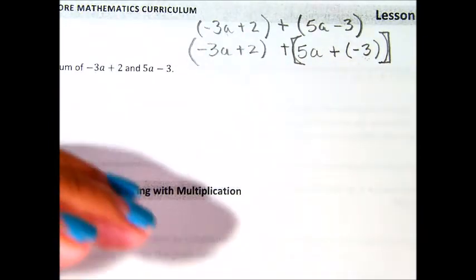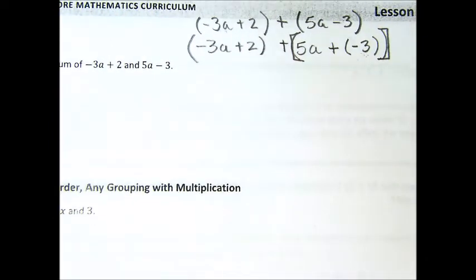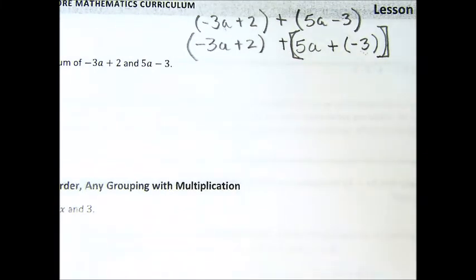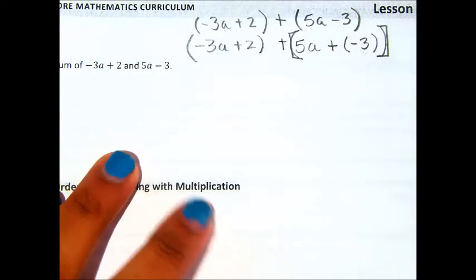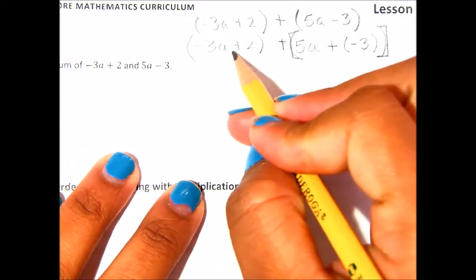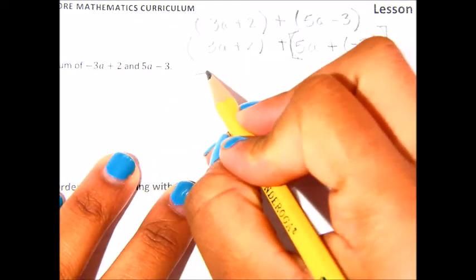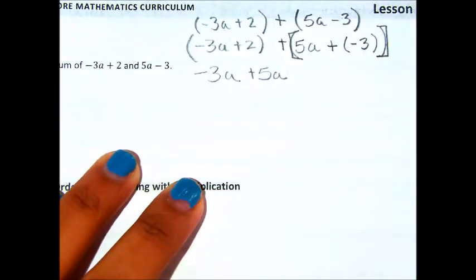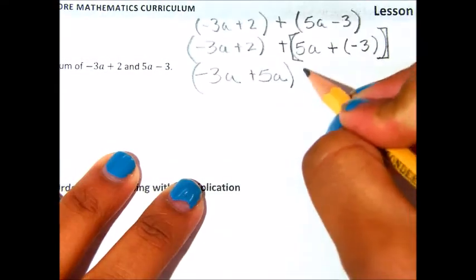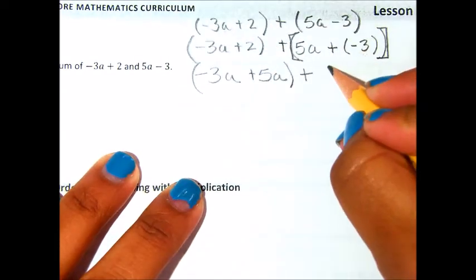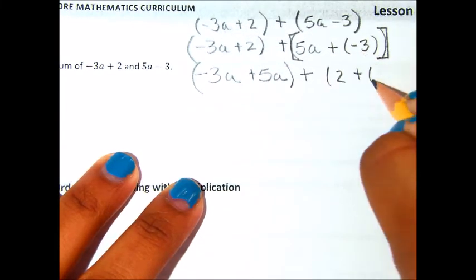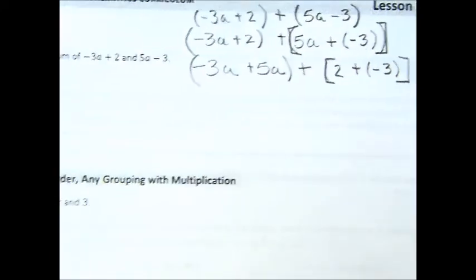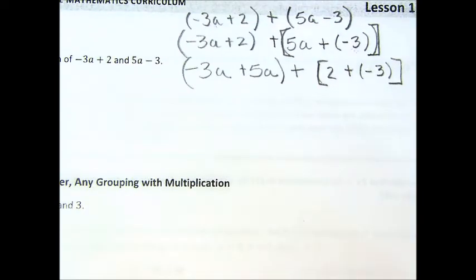When I rewrite an expression using the additive inverse, it makes the operations of any order and any grouping easier to apply. The associative property tells me that I can rewrite this because I see addition in between each term to say negative 3a plus 5a. I'm going to put that in its own parentheses. Plus 2 plus a negative 3. I'm going to use brackets for that expression because I'm using a parenthesis inside of it.